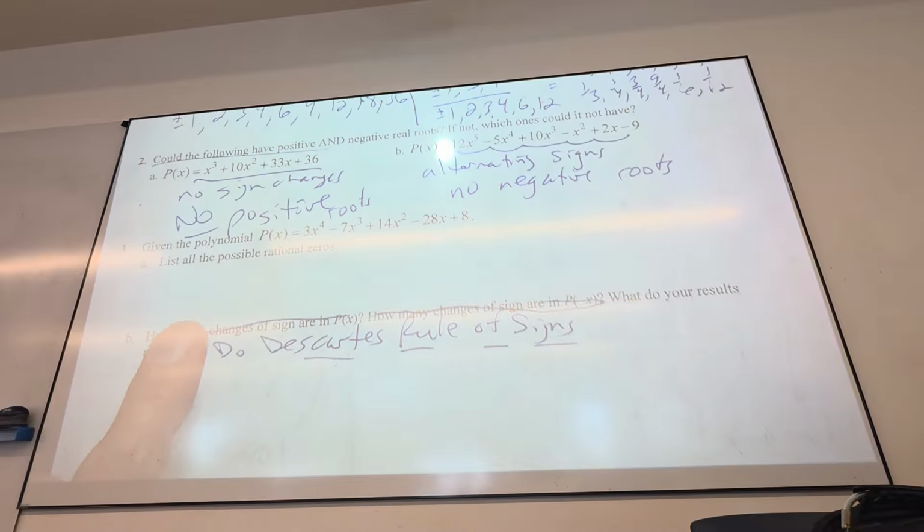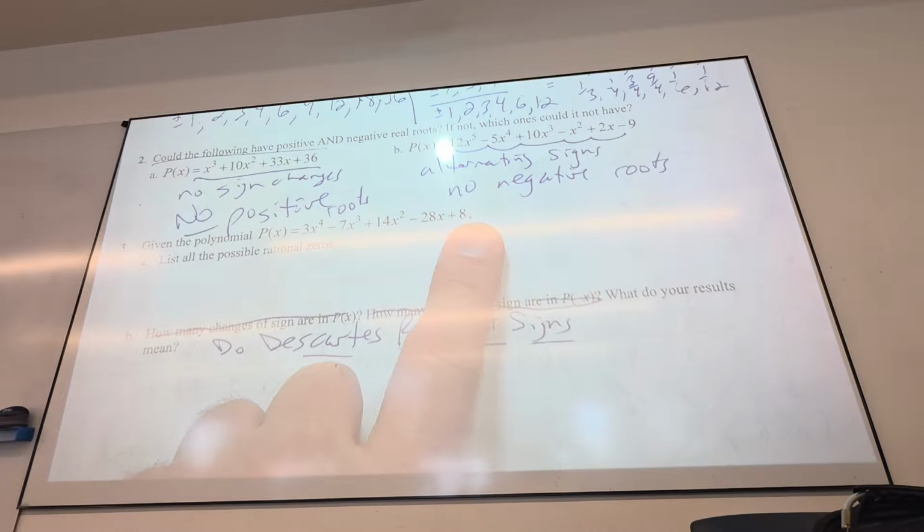All right. So 3A is another example of a semi-gross one here, right? Thankfully 8 doesn't have too many things here, and 3 definitely doesn't, but I still get some fractions, right? 1/3, 2/3, 4/3, 8/3. Yes? So I still have kind of a big list. Does Descartes help out at all?